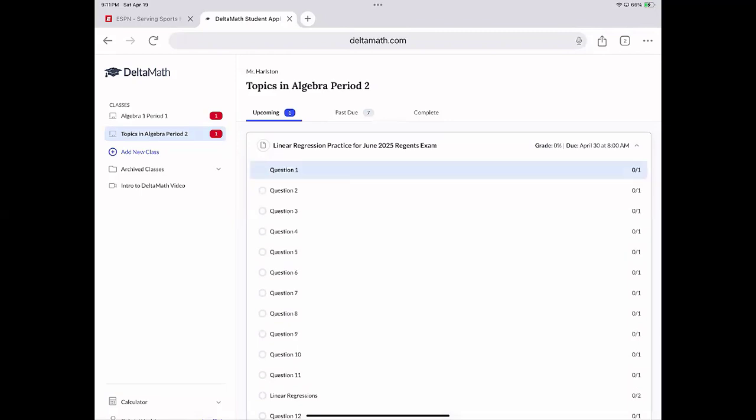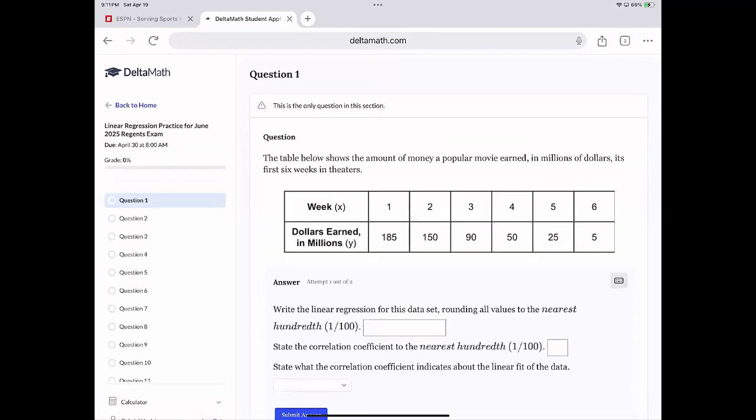This is a Delta Math assignment. I'm going to start with question 1. All right, normally you have a data table of data, and you're going to have to enter that into your calculator. So let me read this. It says the table below shows the amount of money a popular movie earned in millions of dollars its first 6 weeks in the theater. So what we need to do is enter this data in our spreadsheet, and then come up with a linear regression equation, and we're going to write it here, and then come up with the correlation coefficient, and we're going to interpret that.